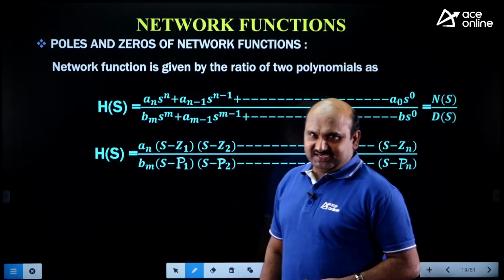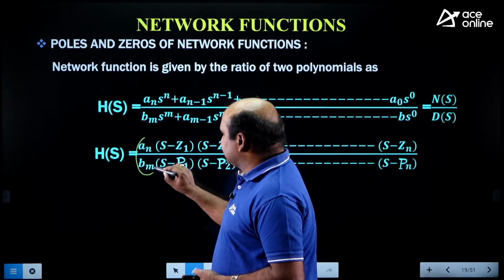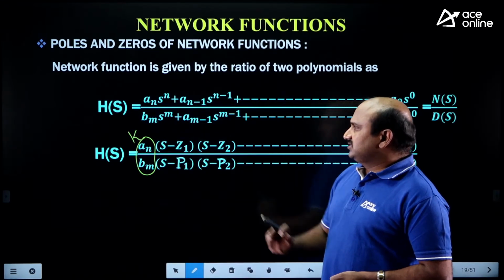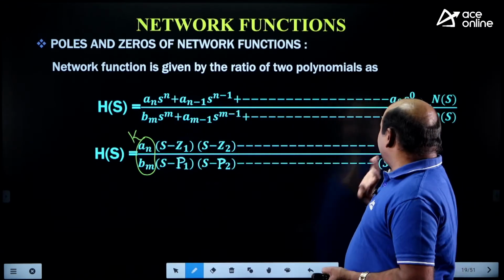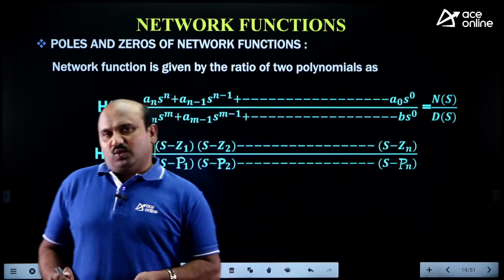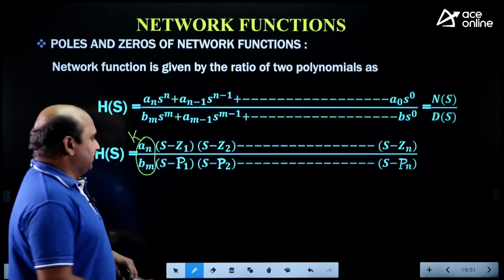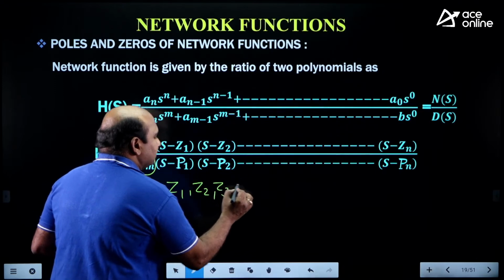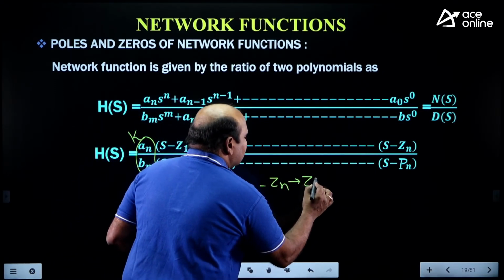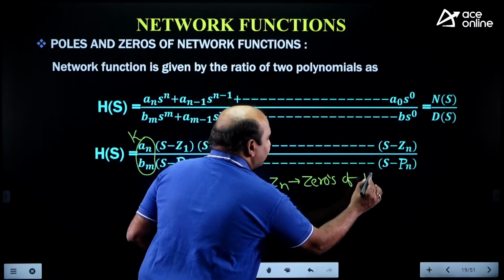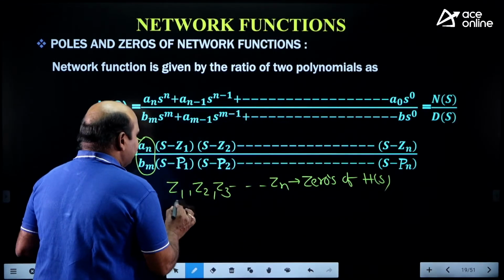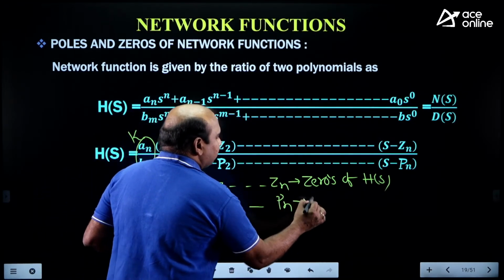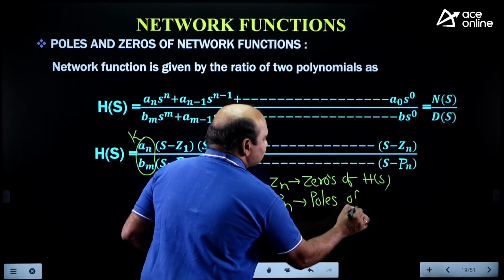This is the pole zero notation here. If we take common here, whatever we have considered, this part is the scale factor, I can take it k. Then under that, (s minus z1)(s minus z2) and so on up to (s minus zn) over (s minus p1)(s minus p2) and so on up to (s minus pn). Here z1, z2, z3, and so on up to zn are zeros of H(s). p1, p2, p3, up to pn are poles of H(s).